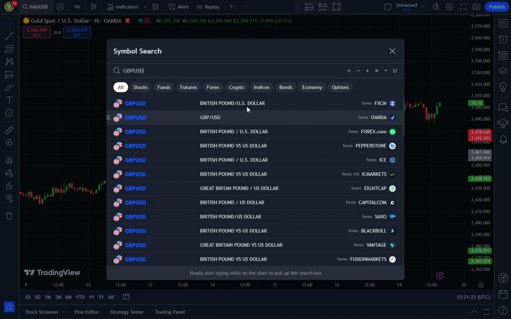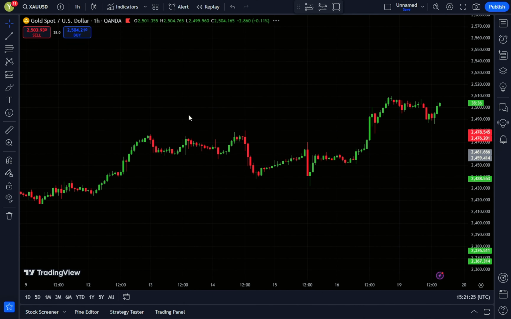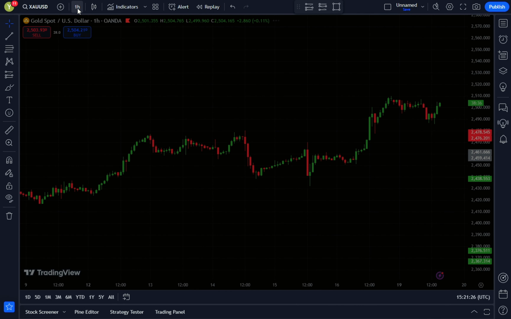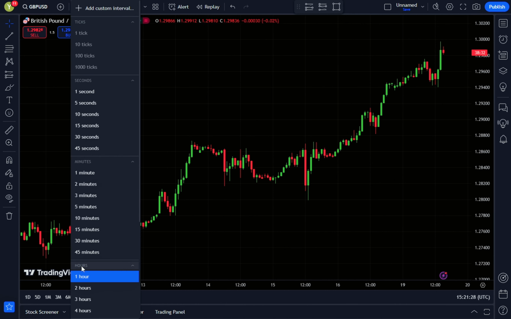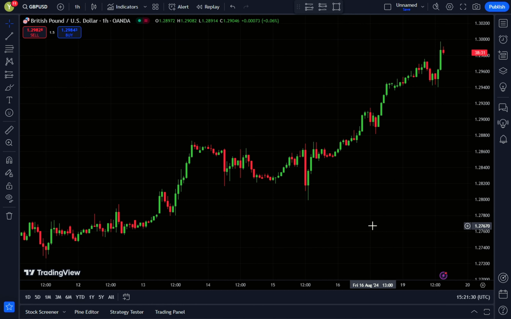Once you're there, set your chart to the GBP/USD pair, and then adjust the time frame to 1 hour. This time frame is ideal for capturing meaningful price movements without the noise of lower time frames.